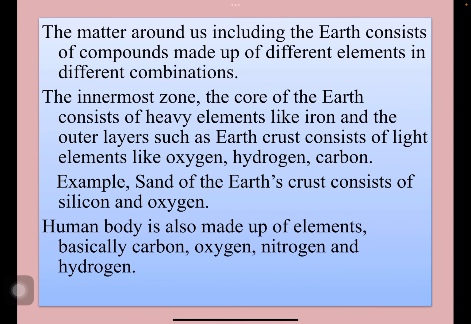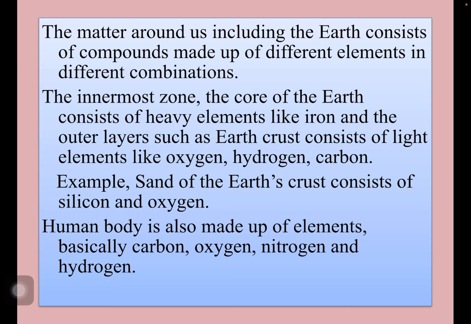The matter around us, including the earth, consists of compounds made up of different elements in different combinations. For example, the innermost zone, the core of earth, consists of heavy elements like iron. The outer layer, earth crust, consists of light elements like oxygen, hydrogen, carbon. Best example, sand of the earth crust consists of silicon and oxygen.